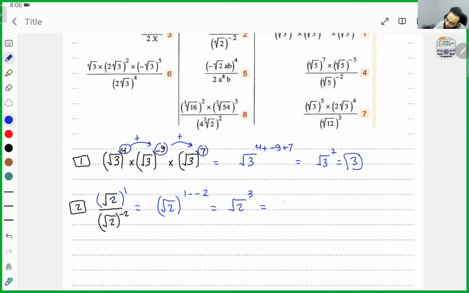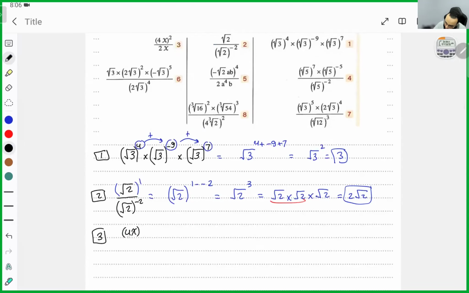We can write it as root 2 times root 2 times root 2, 3 times, because it's the third power. Root 2 times root 2 equals 2. Then it's 2 root 2. Okay. Get the next.